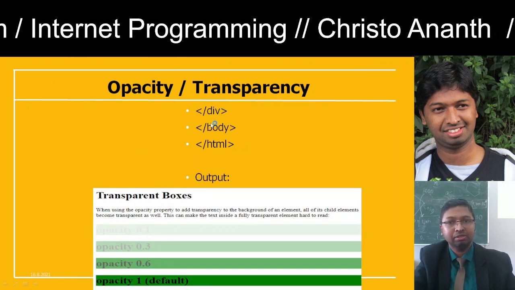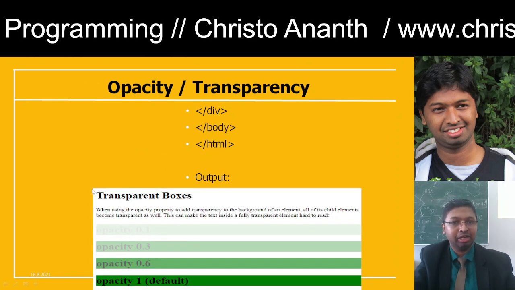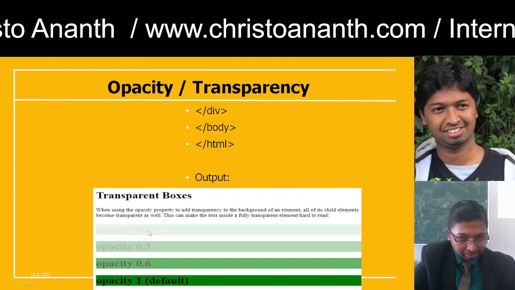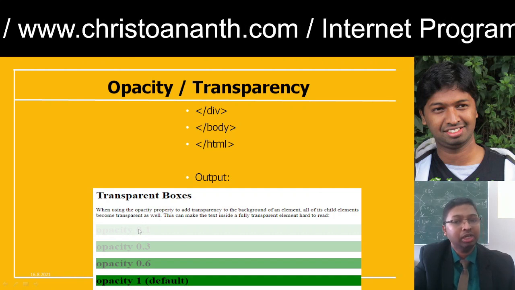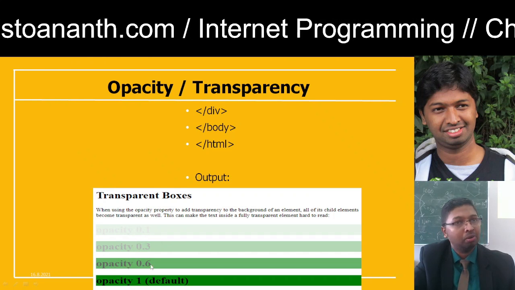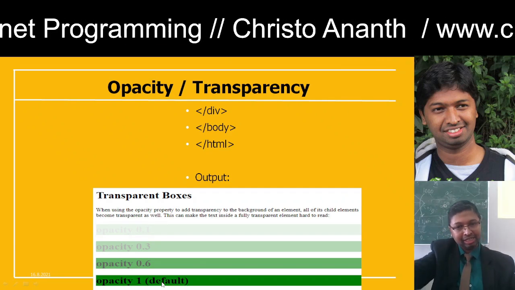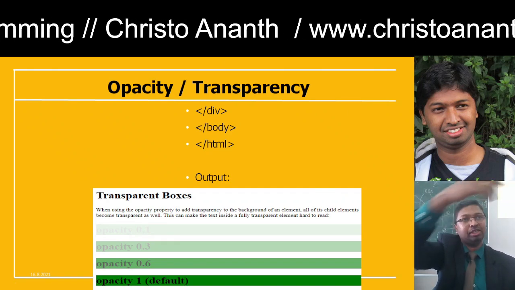Close the div, close the body, close the html, and you will have this: transparent boxes, one paragraph, and here you will see opacity 0.1, opacity 0.3, opacity 0.6, opacity 1 default. So this is having darker, lighter, and even lighter.